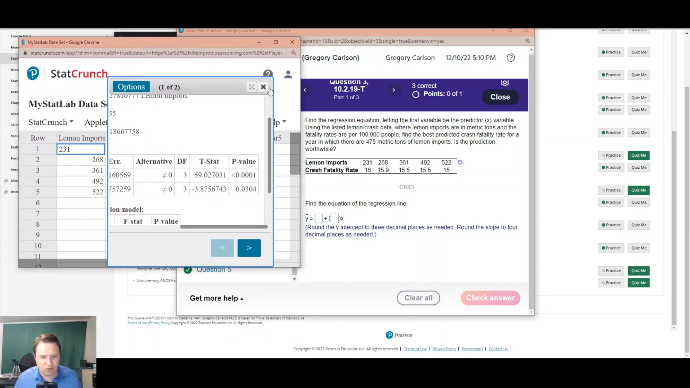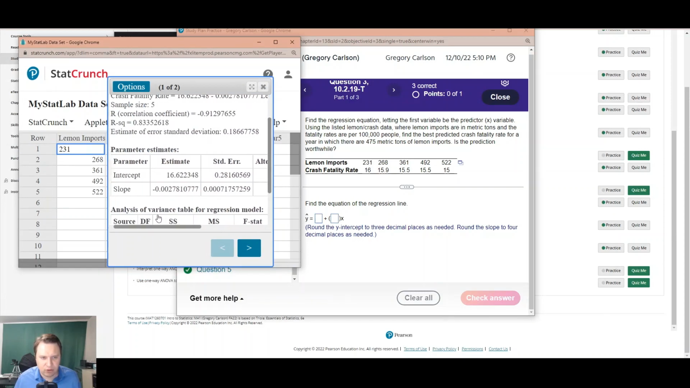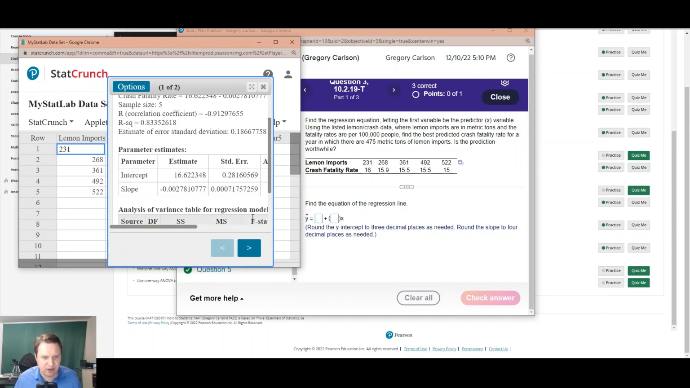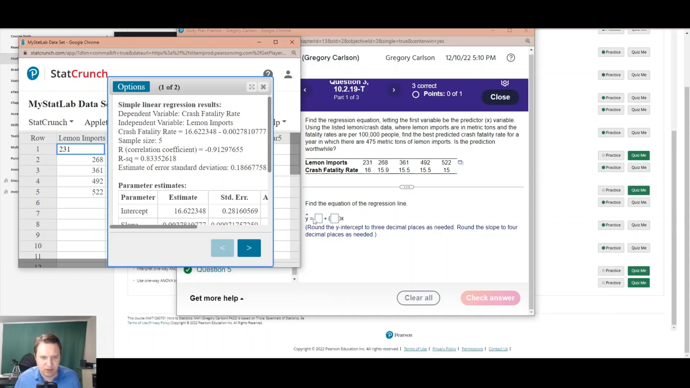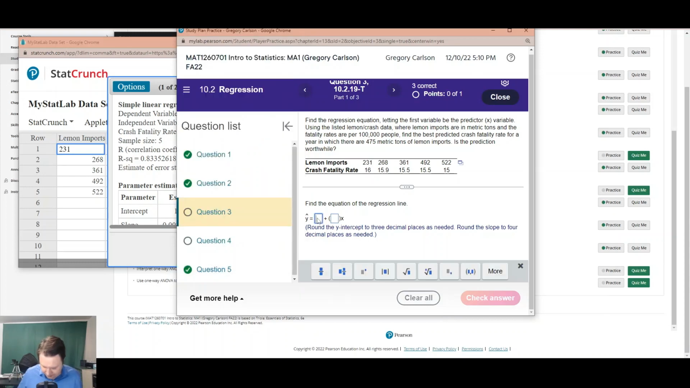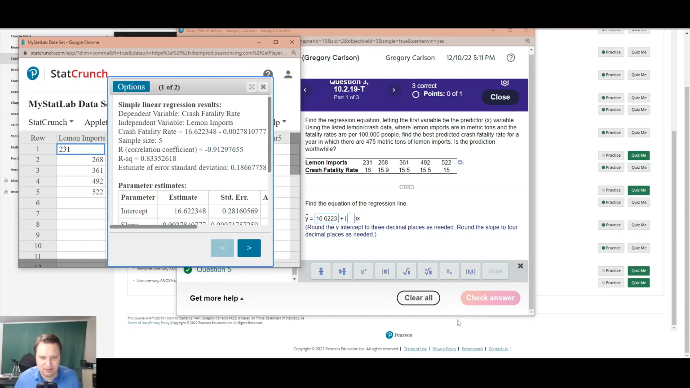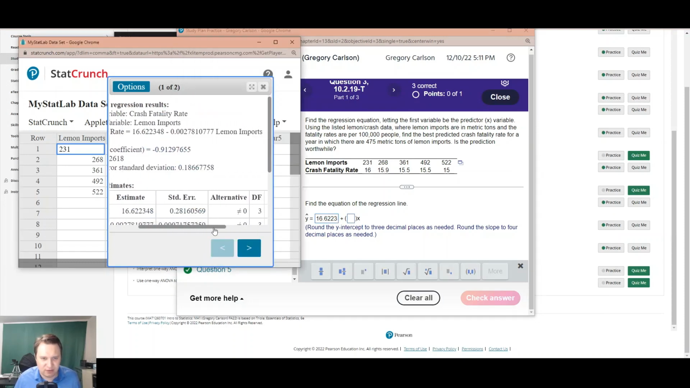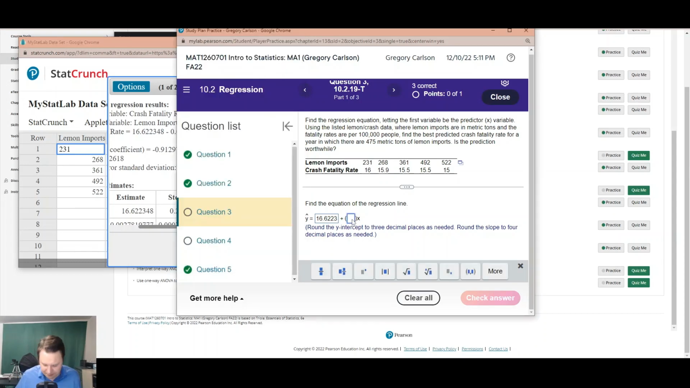Let's do this question. Let's just do this one. So I just did it really fast. Don't get thrown off by the parentheses. I don't know why it looks different in different problems. So it's 16 point, they want 4 decimal places. So 16.6223. We're looking at lemon imports and the crash fatality rate. I don't think those variables have anything to do with each other. Negative 0.0028. Don't forget your negative sign.